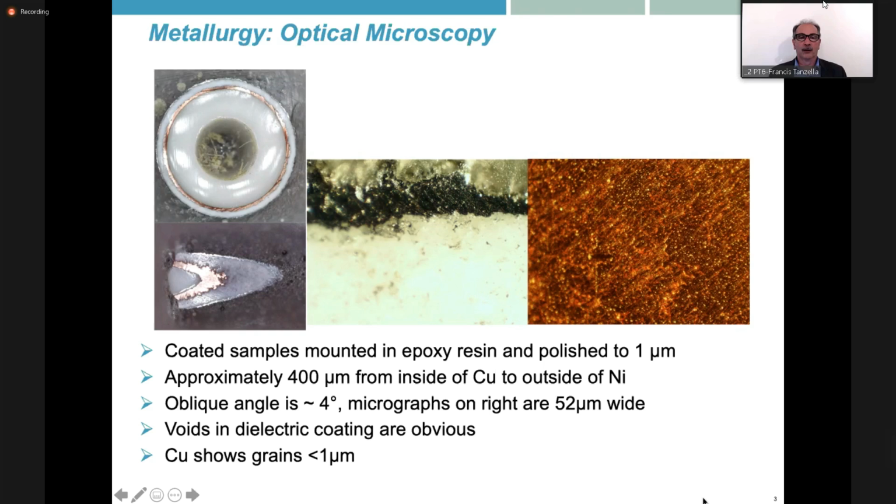In the middle micrograph, you can see the outer 2 layers of dielectric and nickel, as well as the epoxy, with voids evident inside the dielectric. The micrograph on the right shows the copper from the oblique cut sample, exposing its grains and grain size.